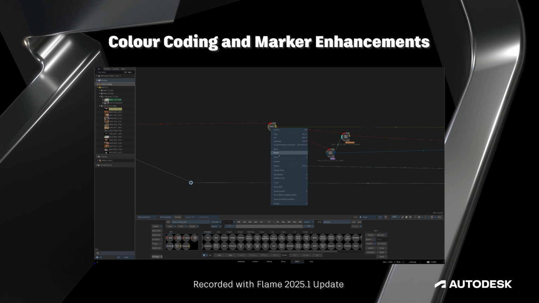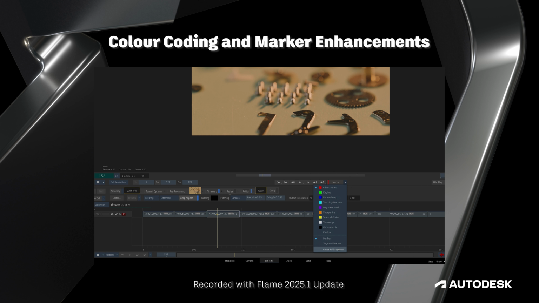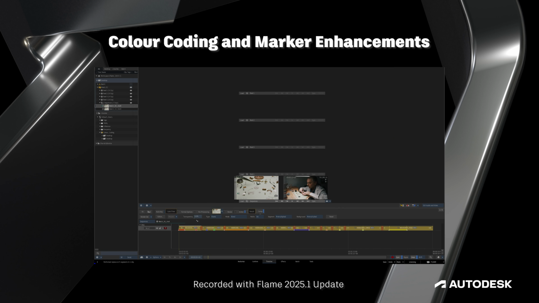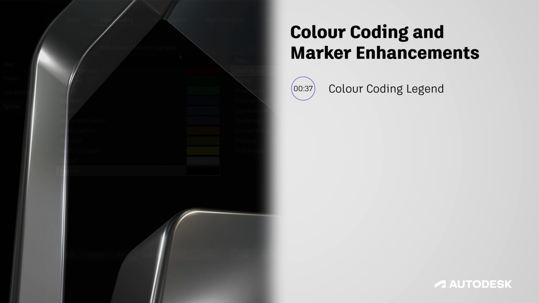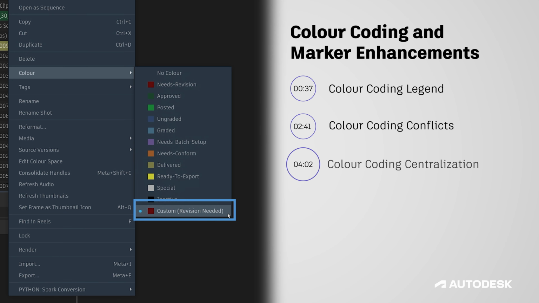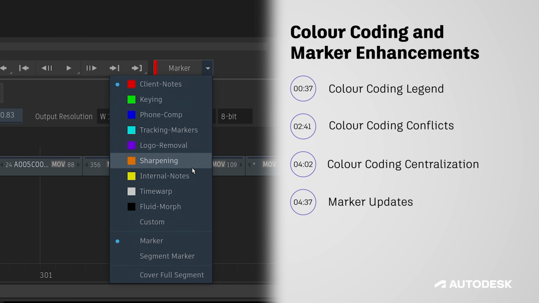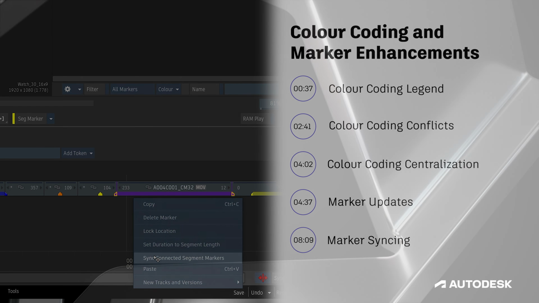The color coding and marker systems have seen an impressive expansion in the Flame 2025.1 update, bringing about some serious organizational changes that are sure to keep even the most complicated of projects in order. In this video, we'll be covering the changes to both the color coding and marker systems, going over everything new and how to make the most out of the changes.